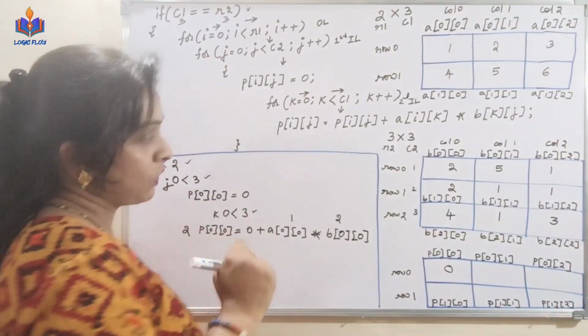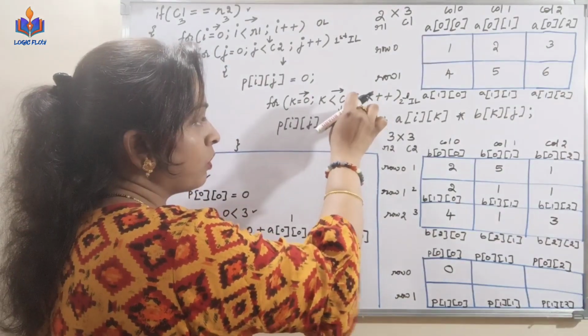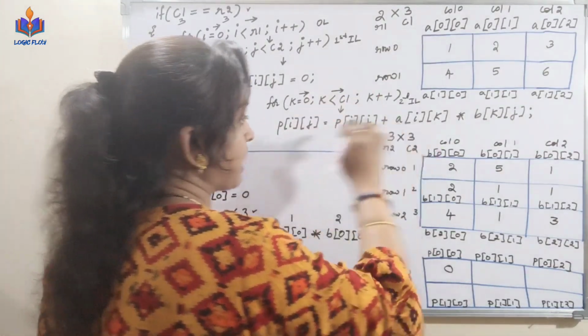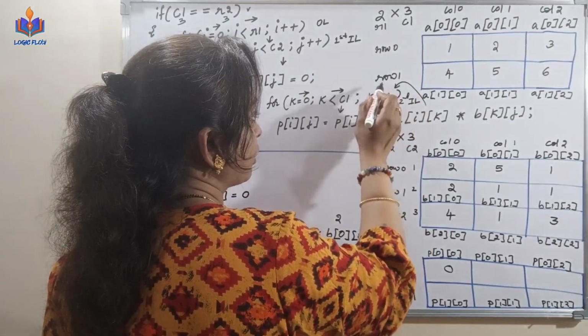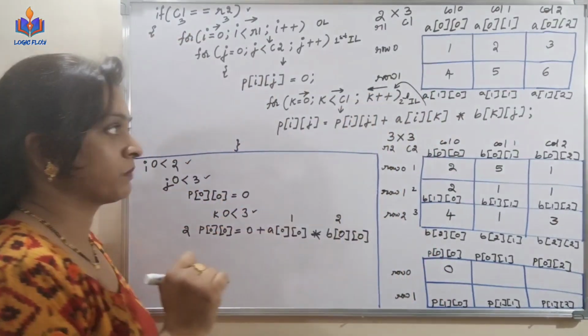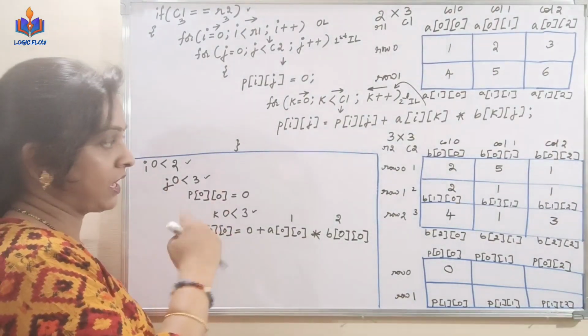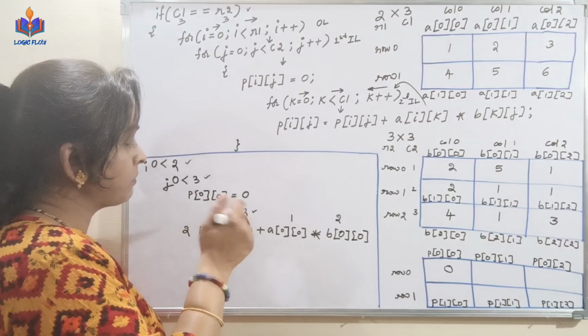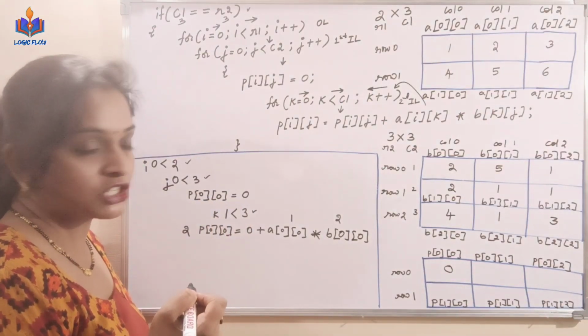Then, look here. I am in this innermost loop. As I said, the innermost loop has to be executed completely. After executing this statement, the control goes to this inner loop progress, and k gets increased. So I need to change the k value. Let me write it here itself. K gets increased. K becomes 1. 1 less than 3? Yes, condition true.